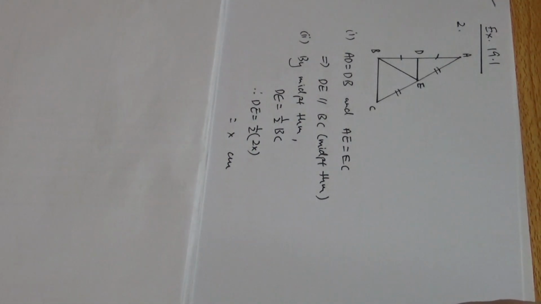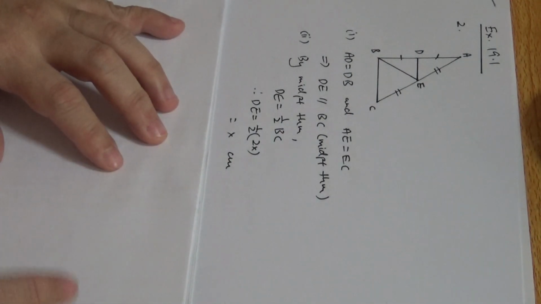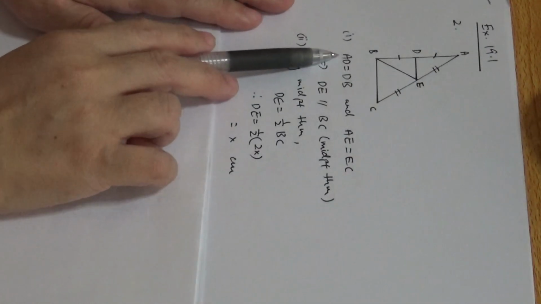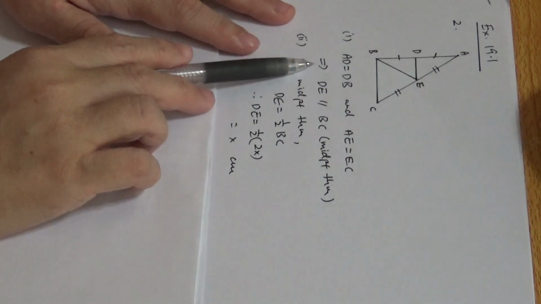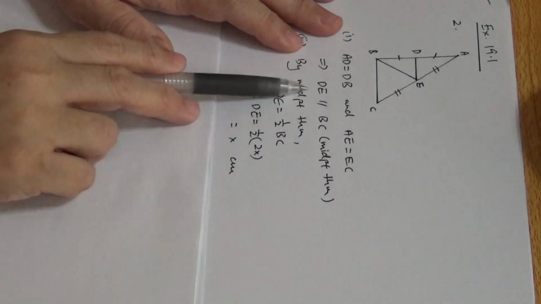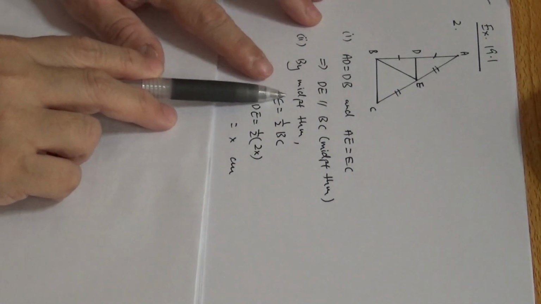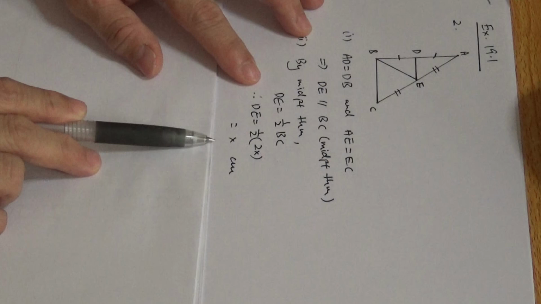You're supposed to prove that DE is parallel to BC, and part 2, given that BC is 2x, explain why DE is x cm. The question already says that D and E are midpoints. So we have AD equals DB and AE equals EC. This implies that DE is parallel to BC, by the midpoint theorem. Also by the midpoint theorem, DE is half of BC, and since BC is 2x, we substitute in and get x cm. This is how we explain why.